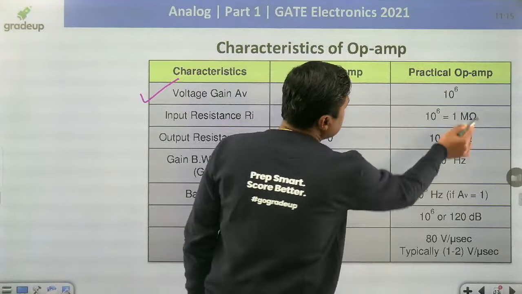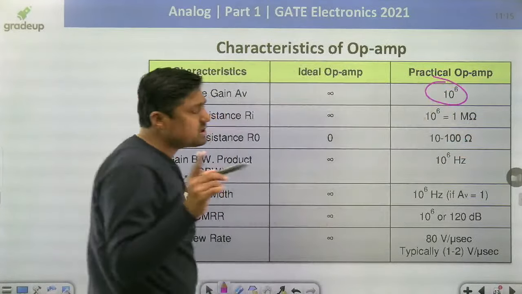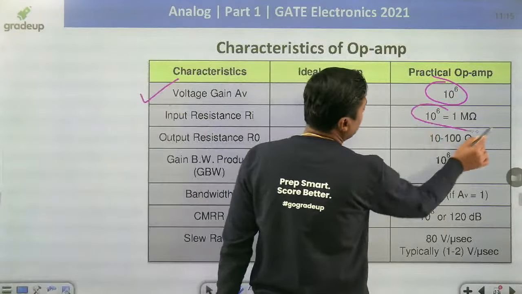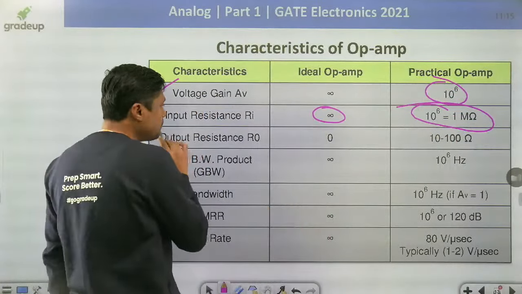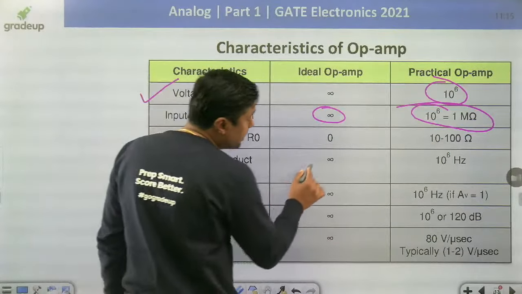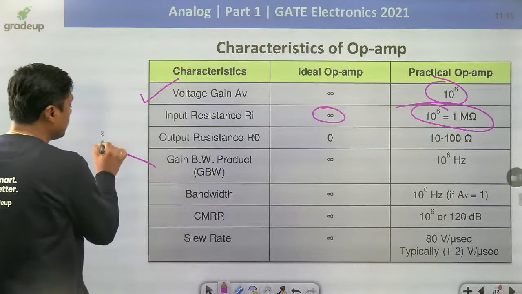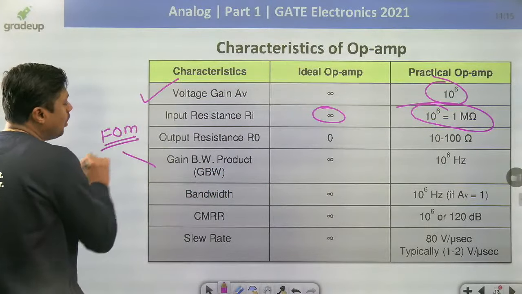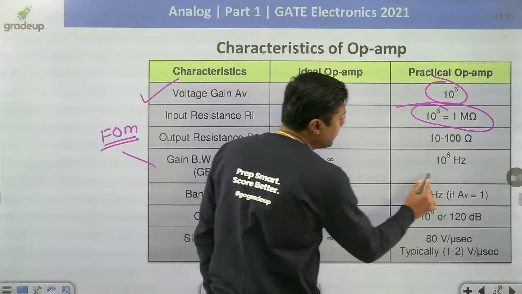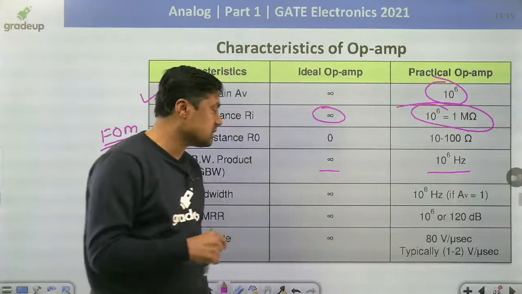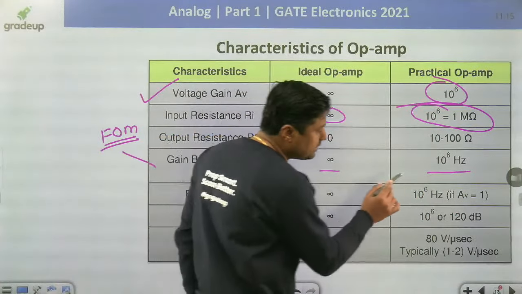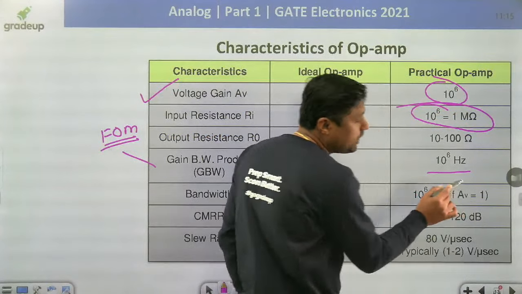Voltage gain is infinite. Directly they will ask the question on what characteristics. Normally it is 10 to the power 6. Input resistance is infinity, normally it is 10 to the power 6 ohm or 1 mega ohm. Output resistance is 10 to 100 ohm. Then what? Gain bandwidth product. This is called figure of merit. Always, everyone, figure of merit for what? Any amplifier: gain bandwidth product. Ideally it should be infinite. Practically it is 10 to the power 6 hertz. Bandwidth is ideally infinity, but it is 10 to the power 6 hertz.